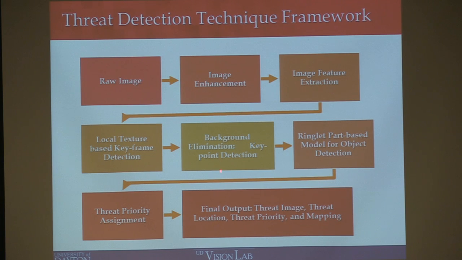So what we do is we go for an improvement of the visibility, whether it is low lighting or high overexposure or a resolution deficiency or whatever. We need to improve the visibility of the image first, and then we need to extract meaningful features from the data, and then we need to go for some kind of what is called keyframe detection.